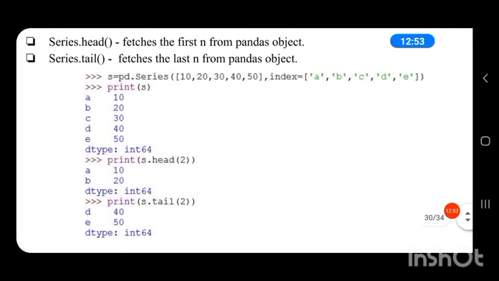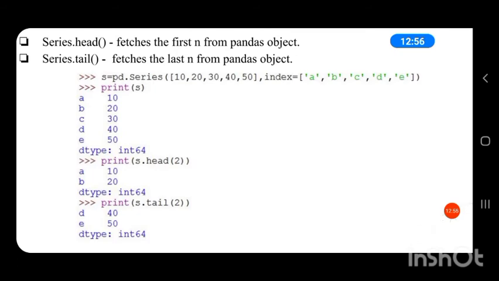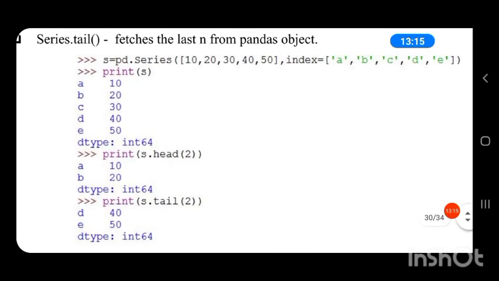So let us see. We have a series S equal to PD dot series, and its data is a list containing 10, 20, 30, 40, 50, comma index equal to A, B, C, D, E. Then if we print the series, you can see A is pointing to value 10, B is pointing to value 20, C is pointing to value 30, D is pointing to value 40, E is pointing to value 50. And its data type is int 64.